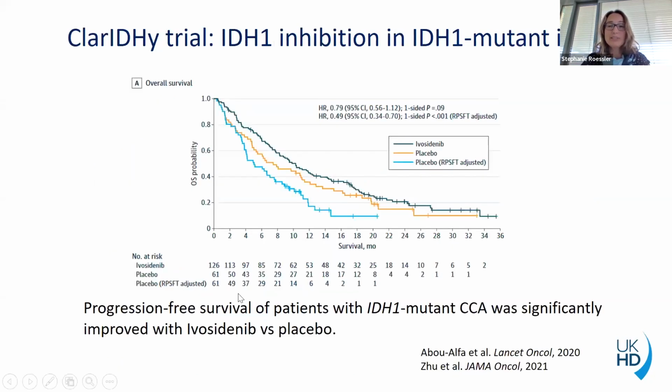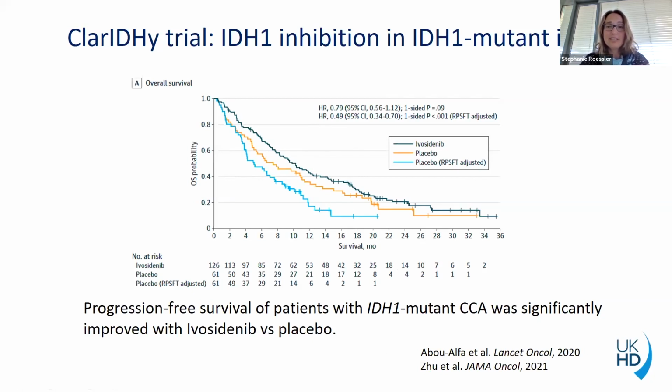But recently there was a clinical study, the ClarIDHy trial, and here they used IDH1 inhibition in IDH1 mutant ICCAs. So patients with IDH mutant CCA were enrolled in this study, and the inhibitor ivosidenib was given to the patients, or there was a placebo arm. And what you can see here is that ivosidenib significantly improved patient overall survival. And this was a very positive outcome.